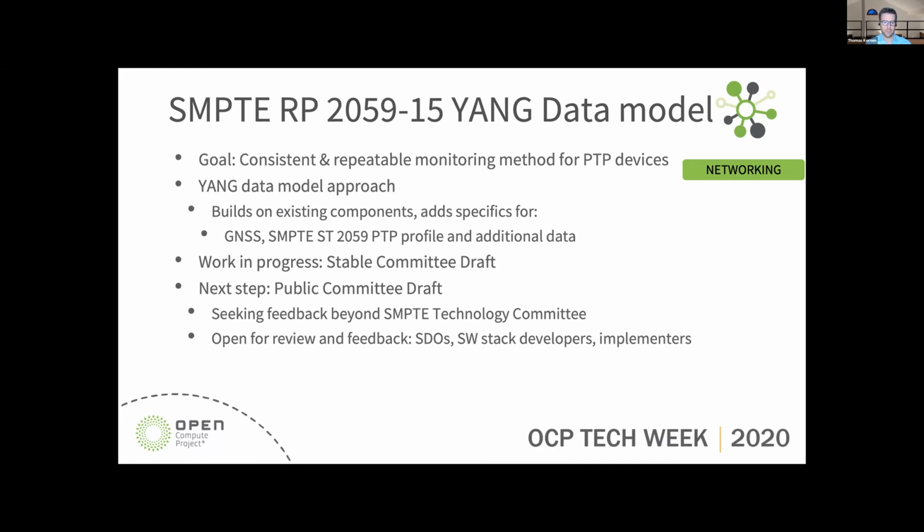Right now, it's work in progress. It's what we call a stable committee draft. And the next step is what we call a public committee draft, which will be hosted on GitHub and will allow everybody and anybody to go and review and provide feedback. And the idea is to liaise beyond the technology committees that normally work with this in the model that SMPTE has, with the standard development organizations that are working on the same topics, software stack implementers, developers, network vendors, NIC vendors, application vendors, and so on and so forth, to be able to get as much feedback as possible to enrich the model and also to provide it to the industry as something that can be used.